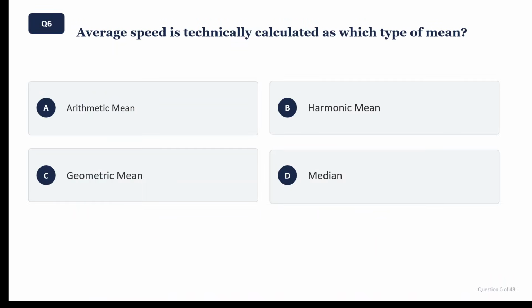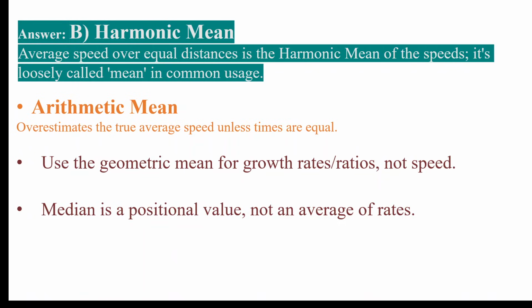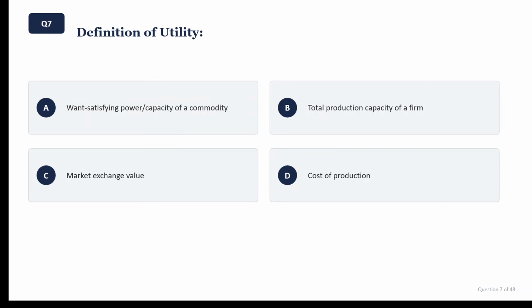Average speed is technically calculated as which type of mean? Harmonic mean, I think. Yes. Then arithmetic mean overestimates the true average speed unless times are equal. Use the geometric mean for growth rates or ratios. Median is a positional value. Definition of utility.